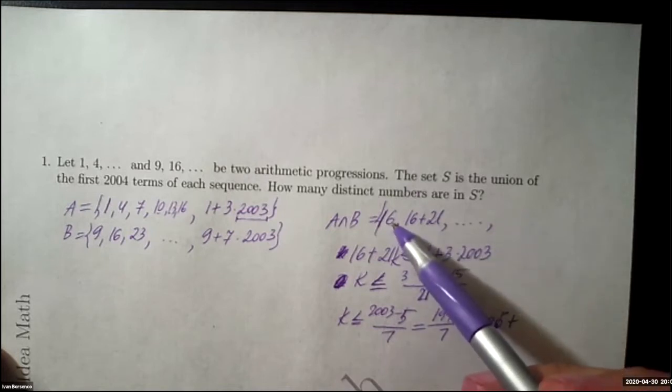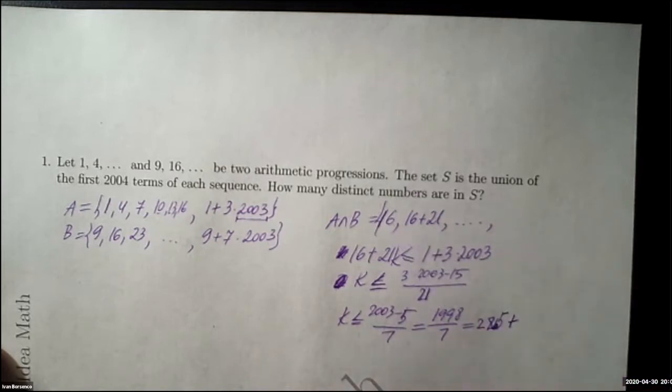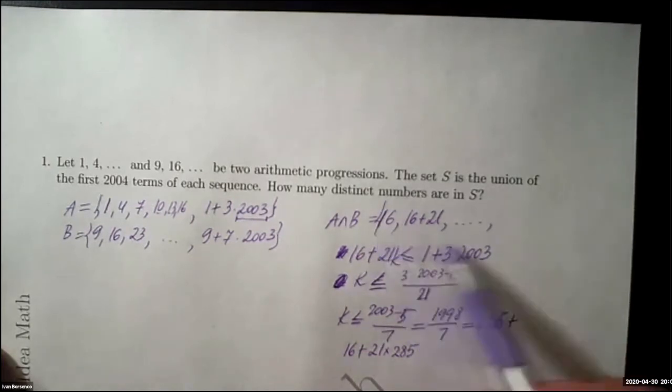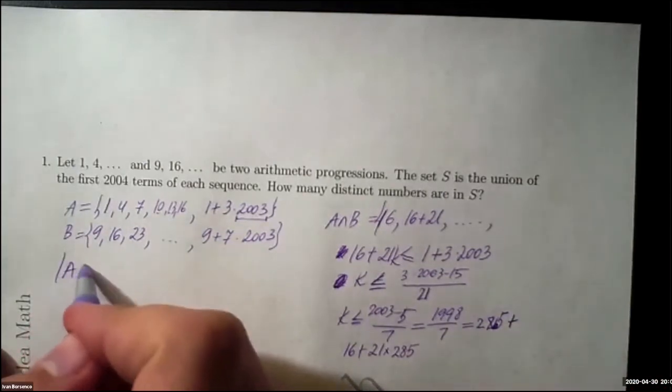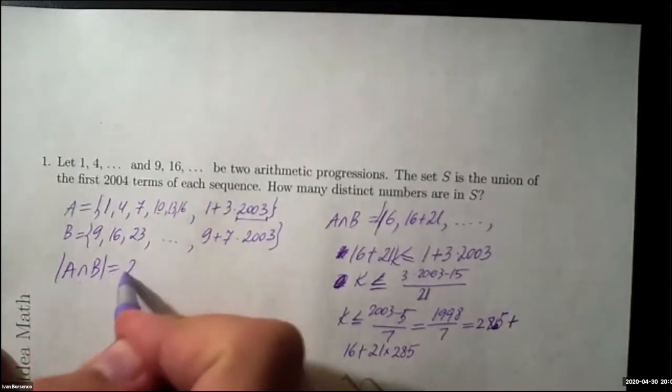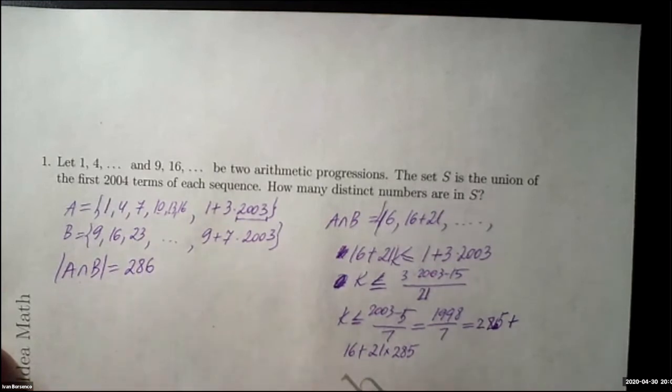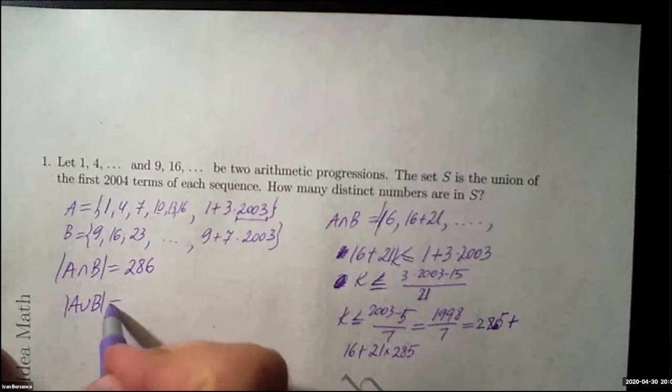Including 16, it's going to be 286, right? So the last one that will repeat is 16 plus 21 times 285. So there are 286 repeating numbers. So A intersection with B will have 286 numbers. We need to know how many numbers are in their union.